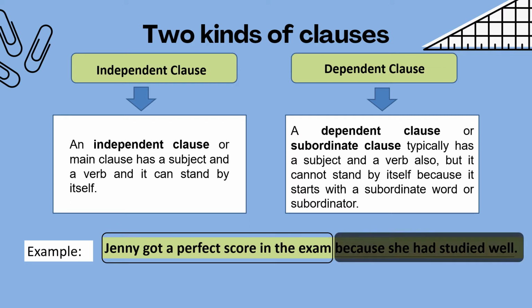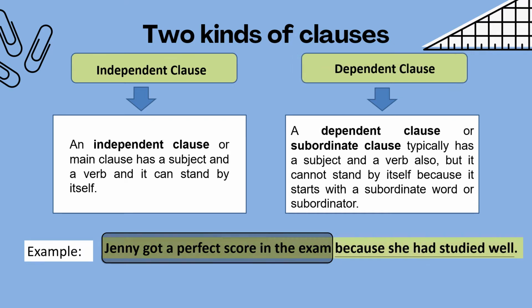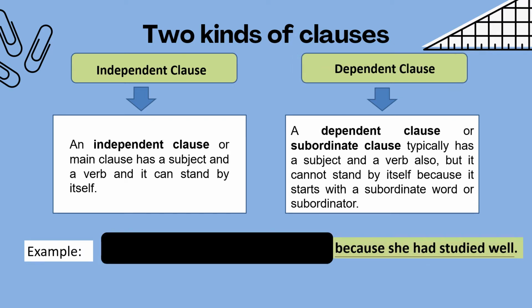If we are going to remove the dependent clause, the independent clause still can stand by itself, for it has a complete thought. But when we remove the independent clause, the dependent clause cannot stand by itself because it lacks a complete thought without the independent clause.